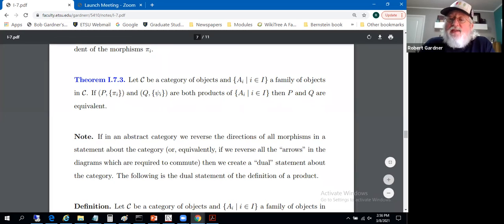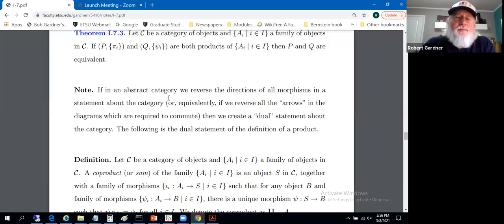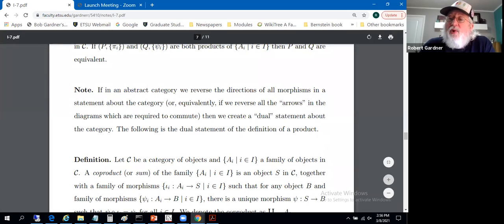So what we're going to do next is reverse all the directions of all the morphisms. If we do so in a category, which really corresponds to reversing all the arrows in the diagrams that we have. And remember, those diagrams were required to commute. That's how we got the composition claims that we made. But by reversing directions of morphisms, we create a dual statement about a category. The following is the dual definition of product.